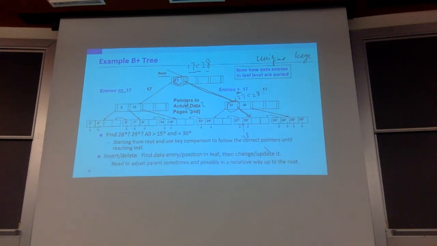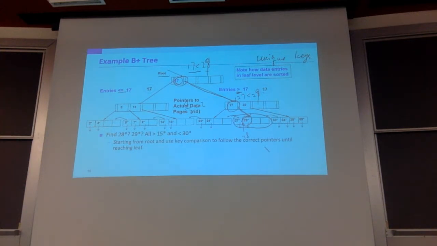And if you are searching for 29 here instead of 28, then you end up with the same leaf page, and when you do a binary search, you are going to find this data entry here, and you get a match for the data. Okay? That's how you do the search.